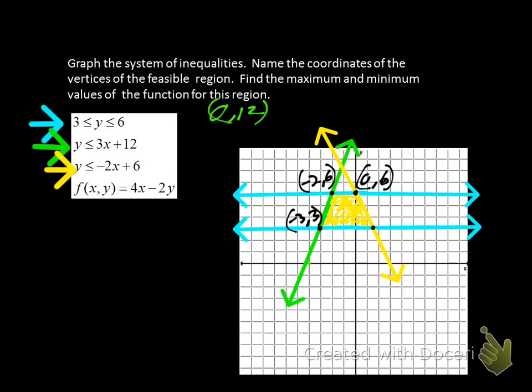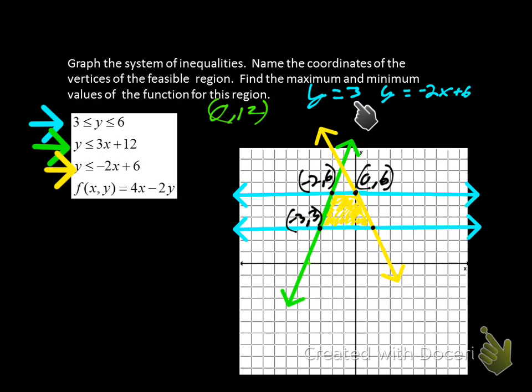Whoops, I'm drawing on the wrong screen. There we go. This line is the line y equals what? y equals 3. The line that it's intersecting with is this yellow line, not the inequality, but the line y equals what? y equals -2x plus 6. That's a system of equations, right?